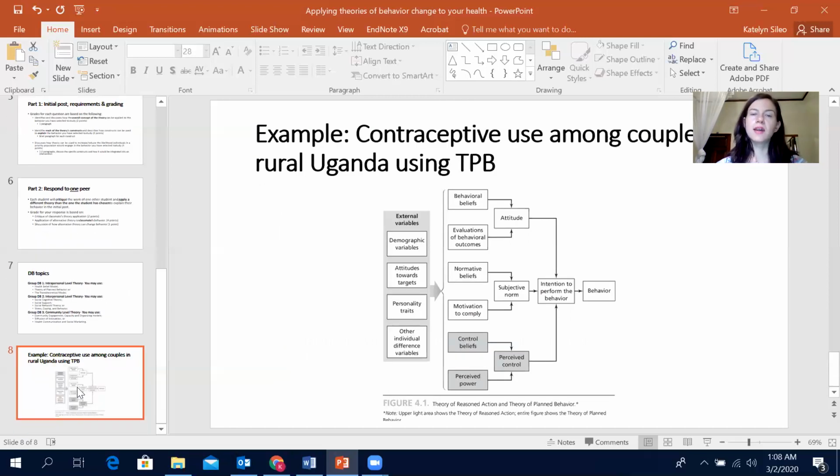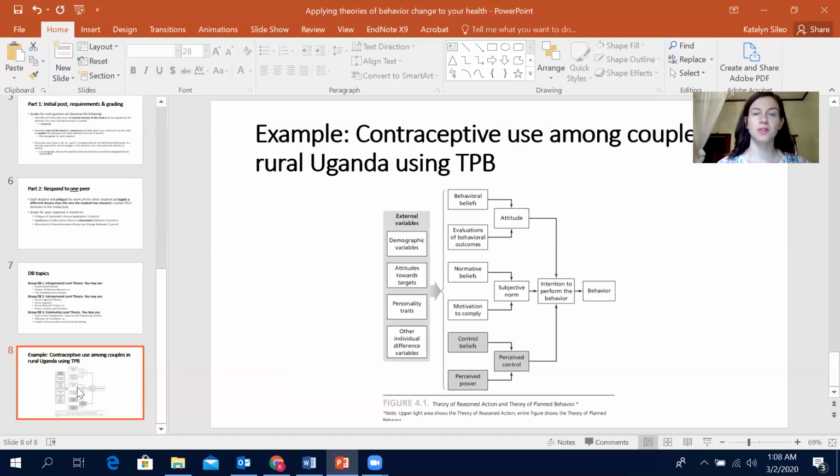So I wanted to give you an overview example, not in detail, not a written example, but just verbally walk you through how I would go about applying one of these theories to a health behavior. In my research now in Uganda, we are focusing on contraceptive use among couples in rural areas of Uganda. If you don't know, Uganda is in Eastern Africa.